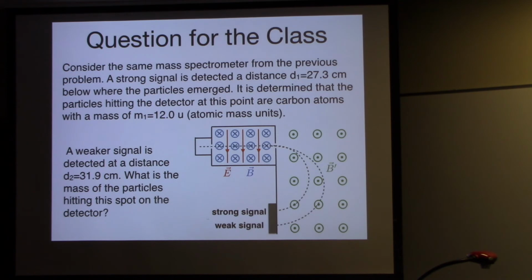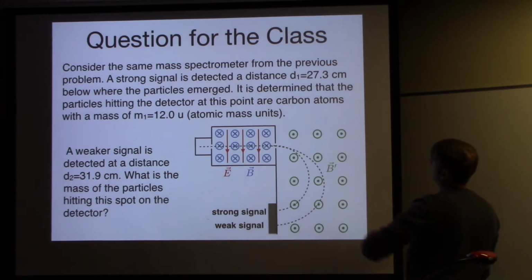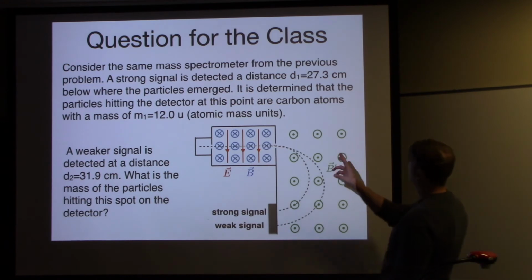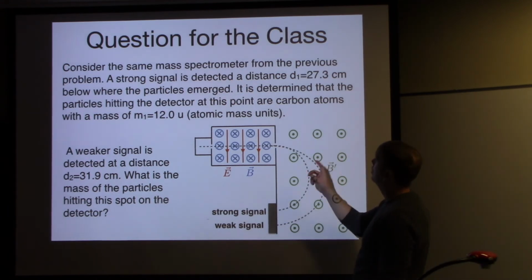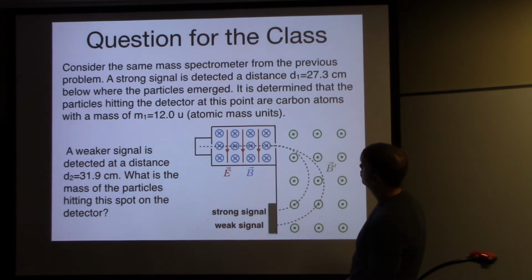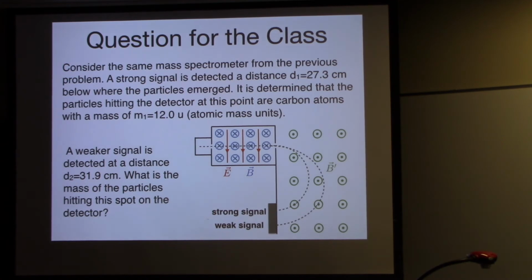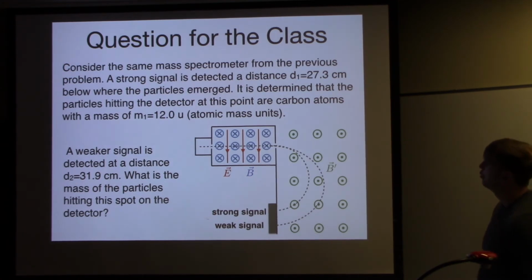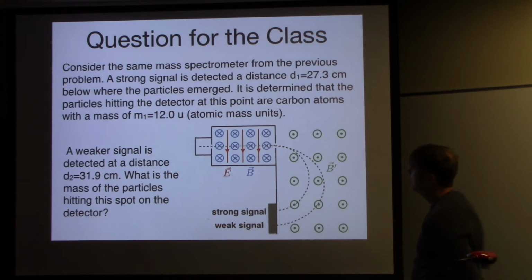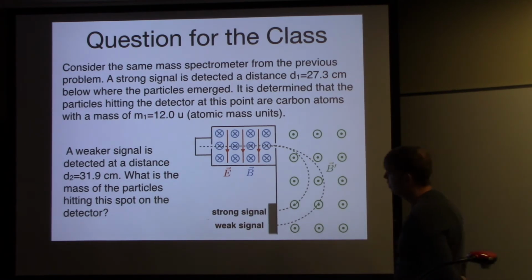Okay, let's consider that same exact mass spectrometer from the previous problem. And again, what happened in that previous problem is we detected a really strong signal, a distance of 27.3 centimeters below where the particles emerged. Okay, and we've determined that what we have here are carbon-12 atoms with a mass of 12 U, or 12 atomic mass units.